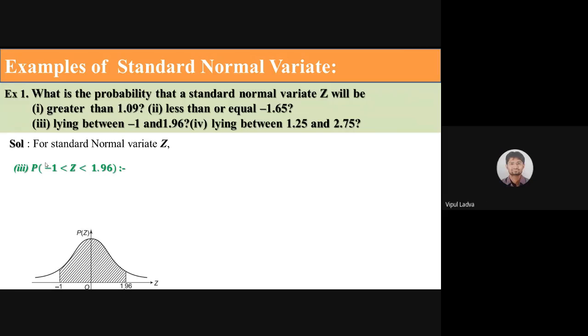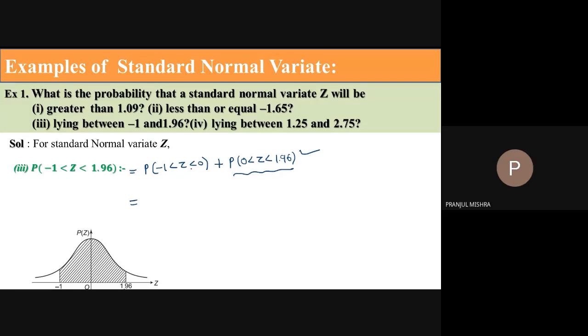Yes, Pranjul, please. By observing the graph, we can see that there are two parts, from -1 to 0 and 0 to 1.96. Yes, let me write down. P of minus 1 is less than Z is less than 0, plus probability that 0 is less than Z is less than 1.96. You're absolutely correct. So we will be good with this. इसमें कोई problem नहीं होगी. But here we need a change.